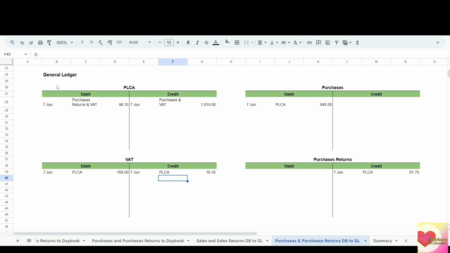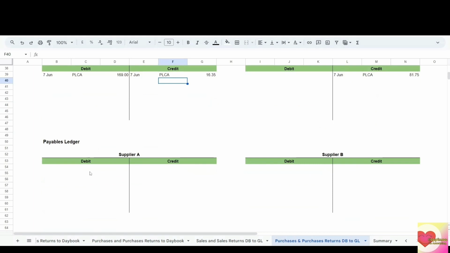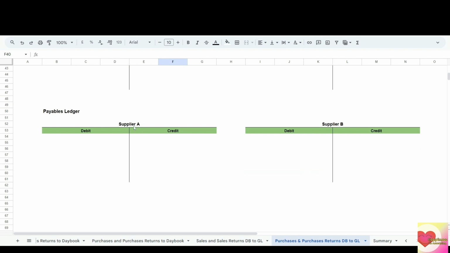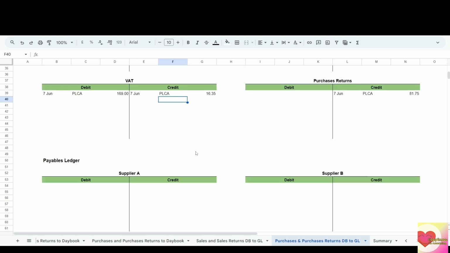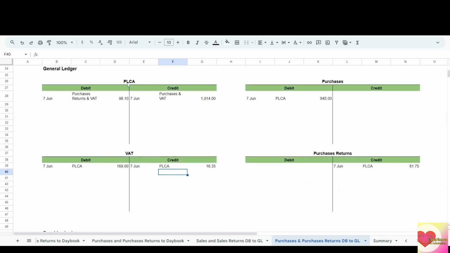So the next thing that we're going to do is to transfer to subsidiary ledger. Payables ledger is also one common type of subsidiary ledger. It contains transactions of individual supplier. It's also called payables. So from purchases daybook, we have to record the gross amount of each supplier's transaction one by one. And we will enter them in the same side where we enter the PLCA, which is credit.